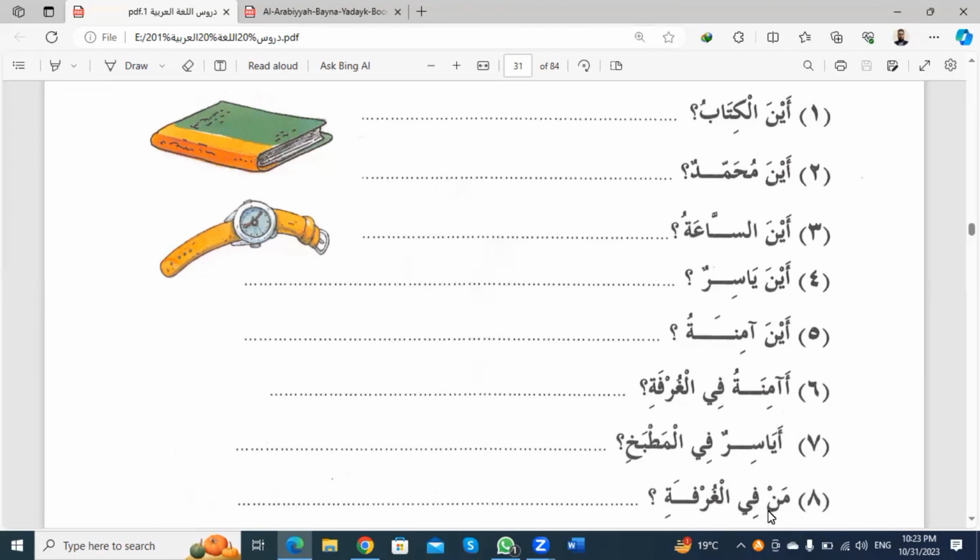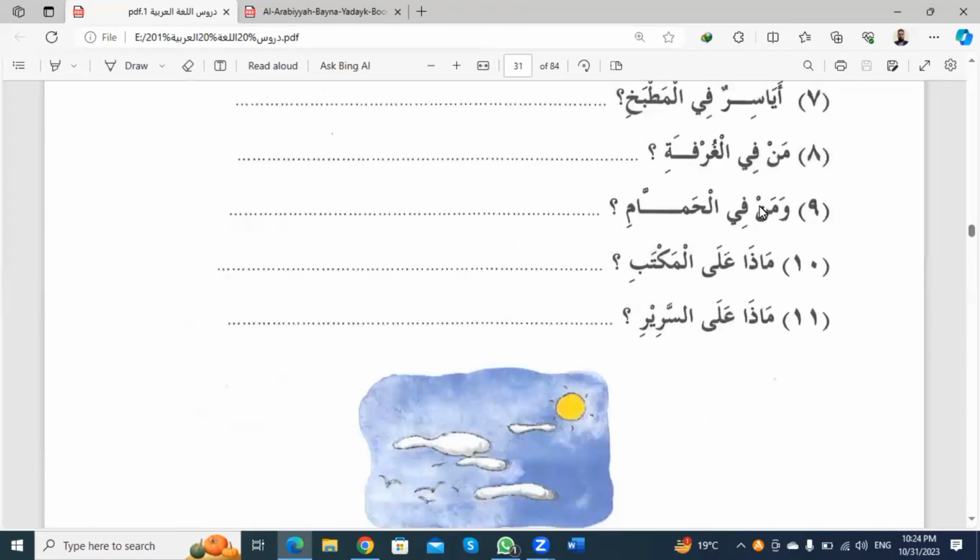Man fil ghurfati. Man means who? Who is in the room? Yes, man means who. So man fil ghurfati. Who is in the room? So the answer is Muhammadun in the room. Muhammad, name of anyone. So Muhammad in the room. Muhammad fil ghurfati. Is it clear? Yes.